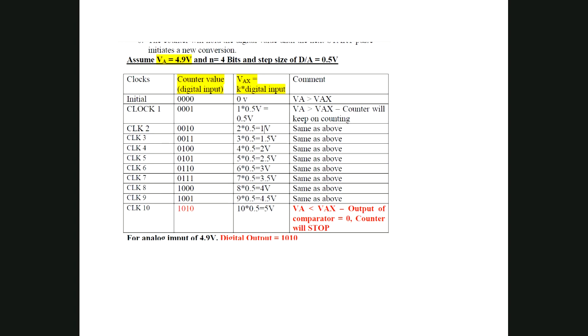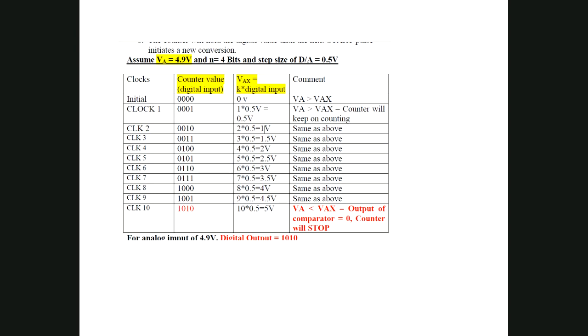So, in the comparator, I told you, the comparator is the one which is controlling the operation. In the comparator, we have two inputs: VA, which is the given analog input, and VAX. VA is the analog input which is given, and VAX is coming from the digital to analog converter.